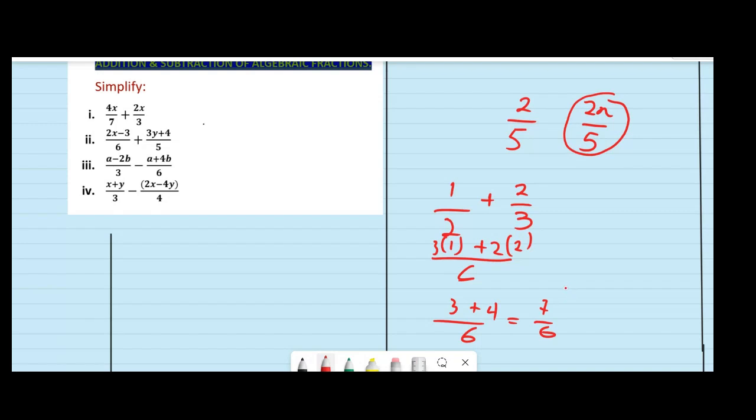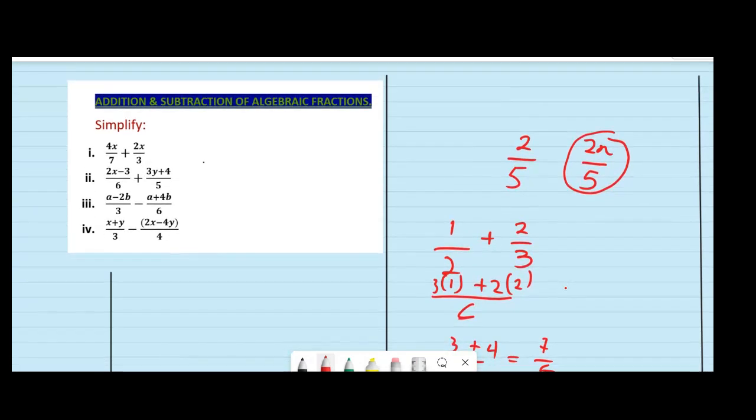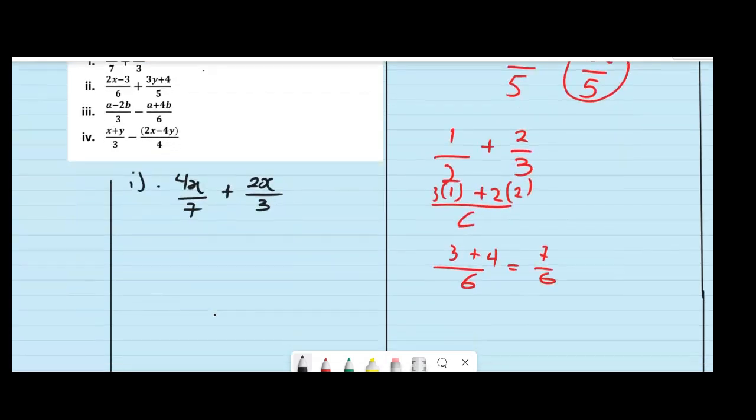So quickly, let's come to our expressions here. How do we simplify these expressions? Let's start from the first one, that is (i). The expression is 4x over 7 plus 2x over 3. How do we simplify this? We have to find the LCM, and the LCM is going to be 7 times 3, and that will give us 21. So that's the LCM.